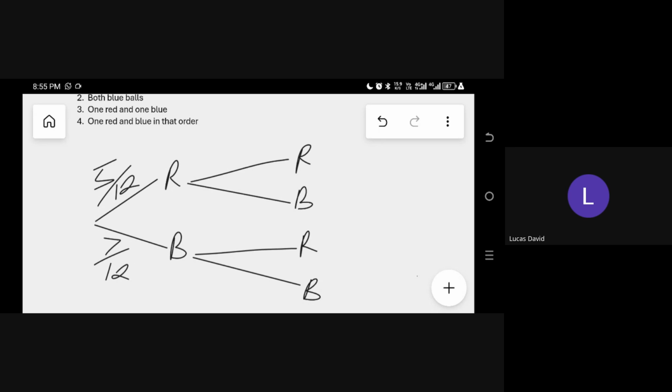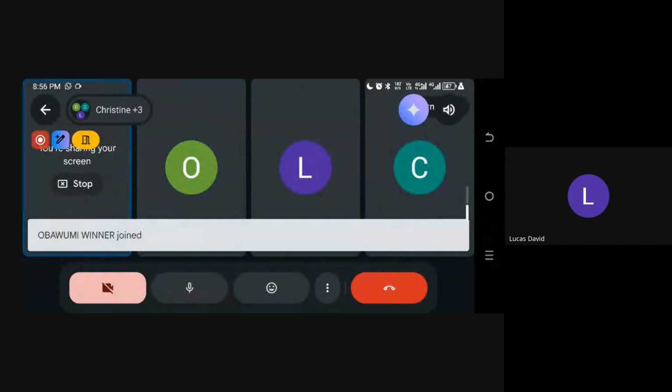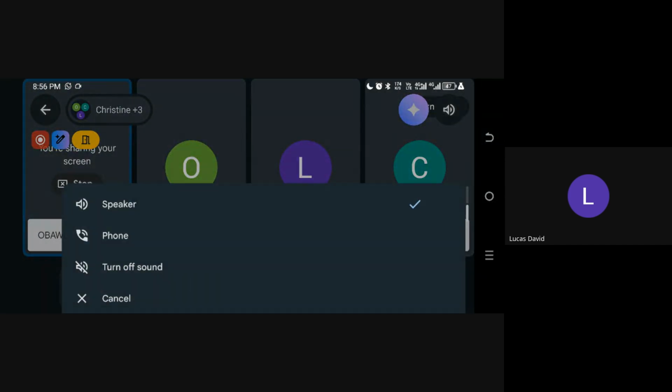Now you picked a red the first time. I'm sorry, my earpiece has just gone off, so I'll try to put this on speaker. Okay.